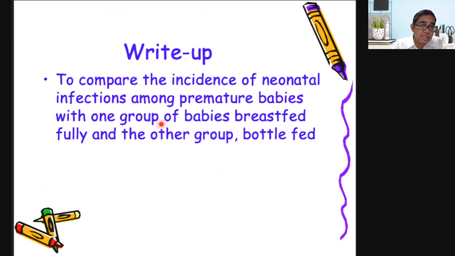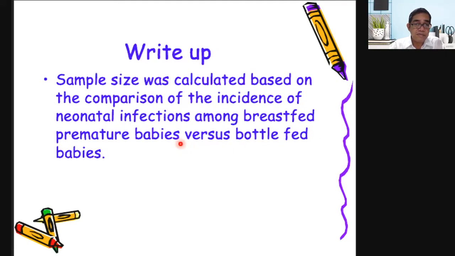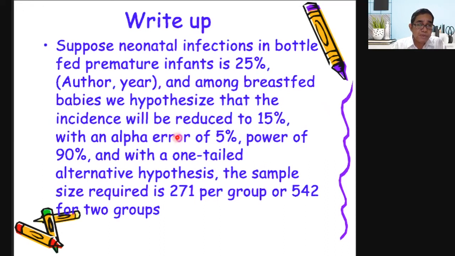The objective of the study is to compare the incidence of neonatal infections among premature babies with one group of babies breastfed fully and the other group bottle-fed. So this is how you do the write-up. Sample size was calculated based on the comparison of the incidence of neonatal infections among breastfed premature babies versus bottle-fed babies. Suppose neonatal infections in bottle-fed babies is 25%, and you normally cite the source, so the author and the year when it was published.